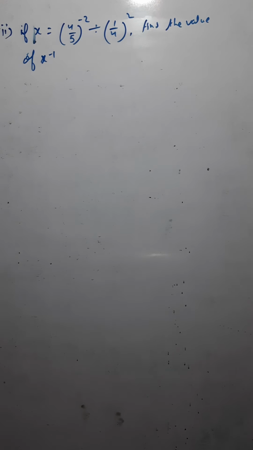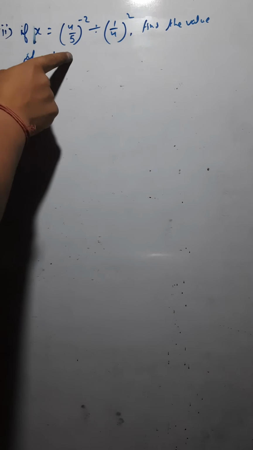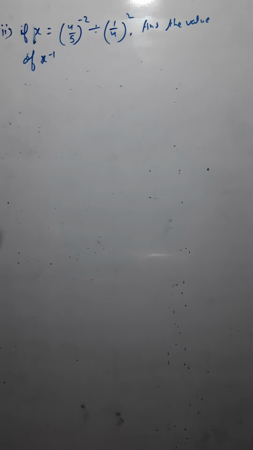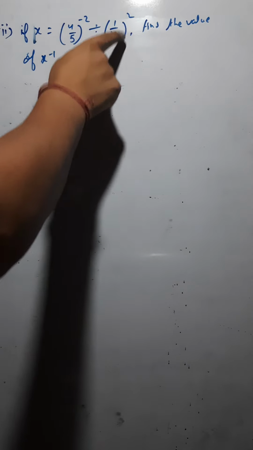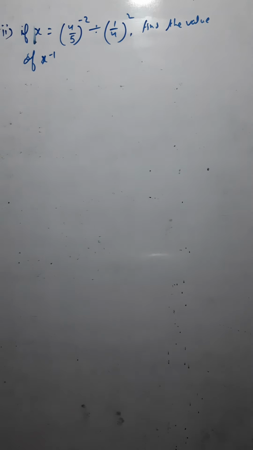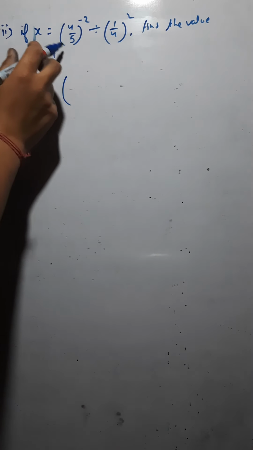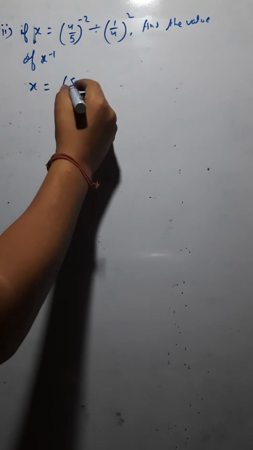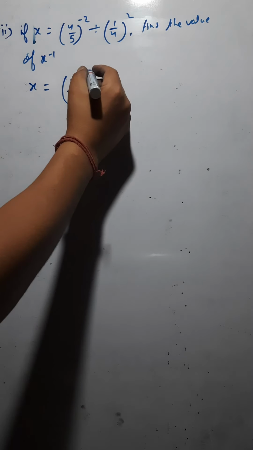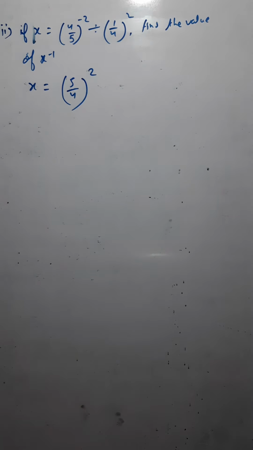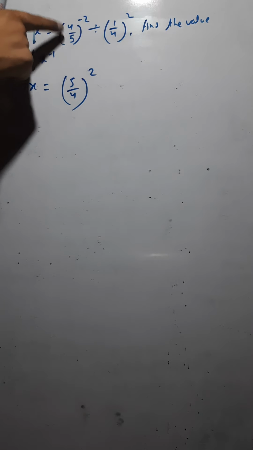And this is the next question. Question is: if x is equal to (4/5) raised to the power minus 2 divided by (1/4) raised to the power 2, find the value of x raised to the power minus 1. So how would you find this? The value of x is 4 by 5 raised to the power minus 2. I can make it positive by writing it as 5 by 4, so the power would become positive. I have written the reciprocal of the fraction inside.